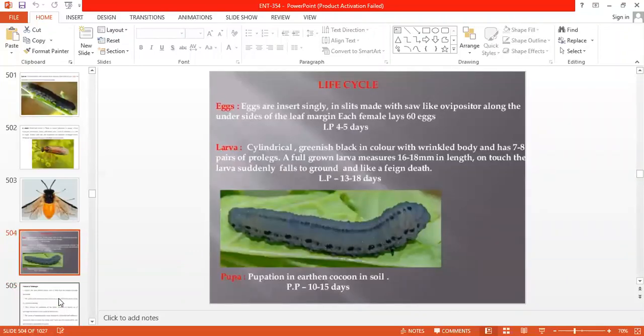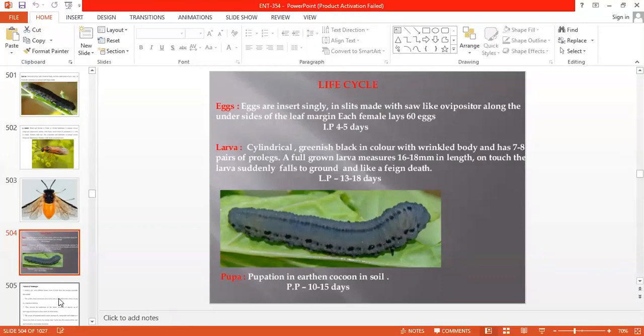Life cycle: the mustard sawfly breeds from October to March, and the larvae rest in their pupal cocoons in the ground during the summer period. The adults emerge from these cocoons early in October. They live for 2 to 8 days and deposit 30 to 35 eggs singly in slits made with a saw-like ovipositor along the undersurface of the leaf margins.